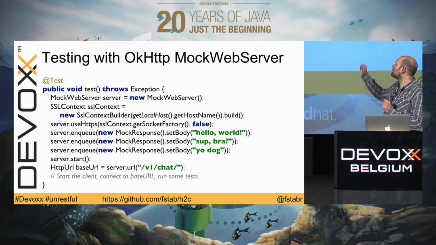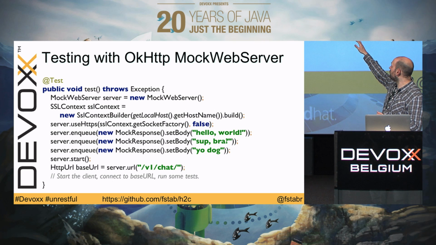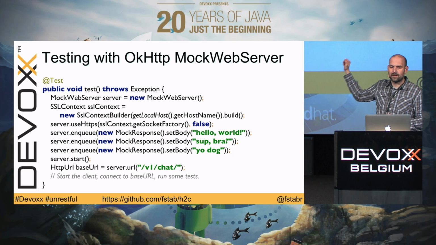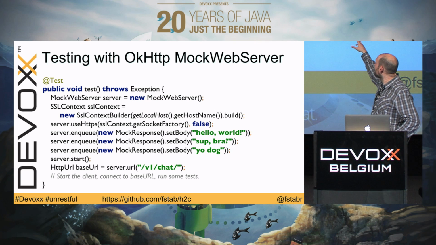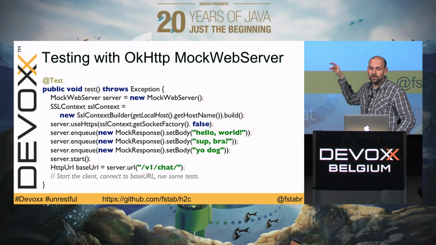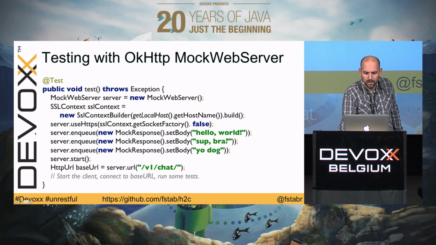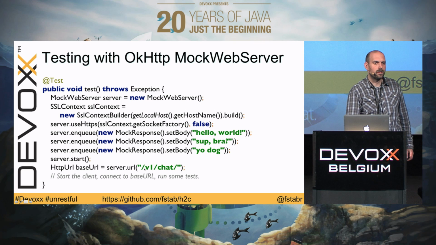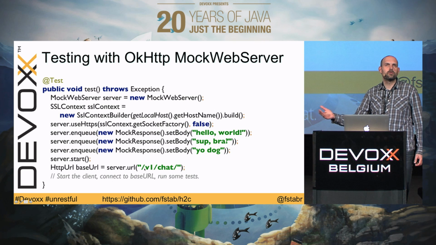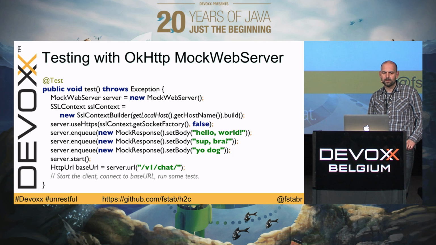If you don't have Docker, there's the OkHttp project that implemented this client that I showed you. They also have a very nice MockWebServer. So it's really simple. You kind of script it. You say, okay, here the first response should return this response body, second response this one, third response this one, and so on. And then you start it, and you can then query it with real HTTP2 requests.